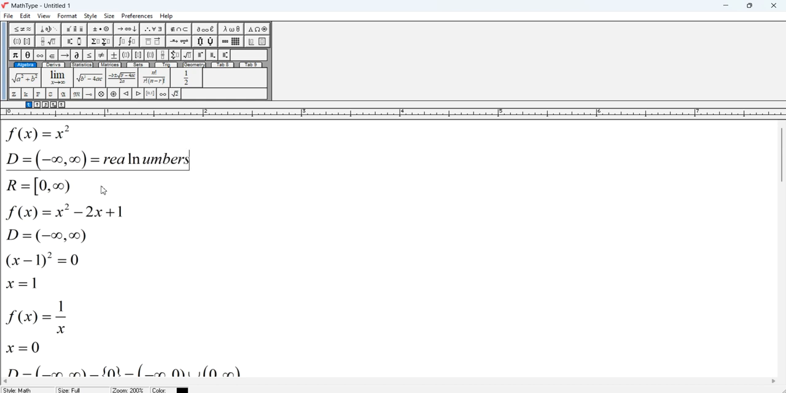The range: the square of x is equal to 0 to infinity. So the range of x squared is 0 to infinity. Take a look here. Here is 0 and here infinity.